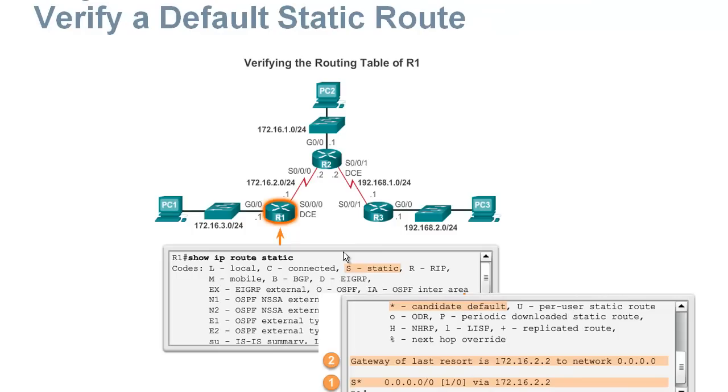All right, again, to verify it, you use show ip route, show ip route static, that kind of thing. At the bottom, right underneath the legend, you should see "gateway of last resort is" and so on, and then you should see a static route with the quad zeros in there.